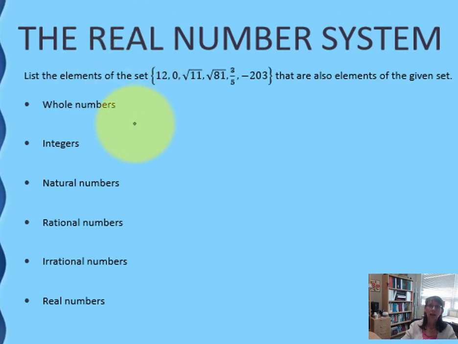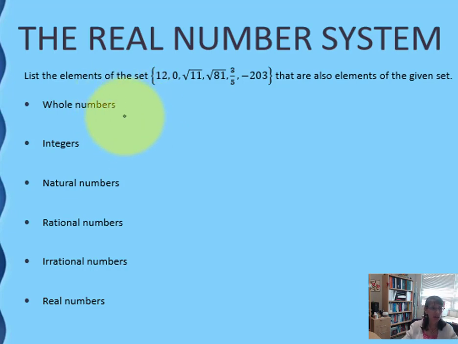Now let's practice the concepts that we've just talked about, considering the real number system, and we are given elements of the set, and we're going to determine which of these elements, if any or all, would be found in the whole number category or subset. We have the numbers 12, 0, square root of 11, square root of 81, 3/5, and negative 203.